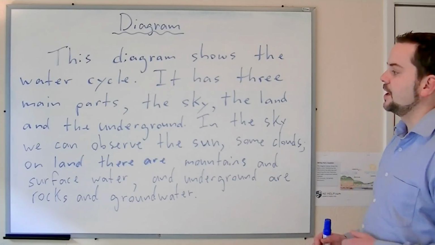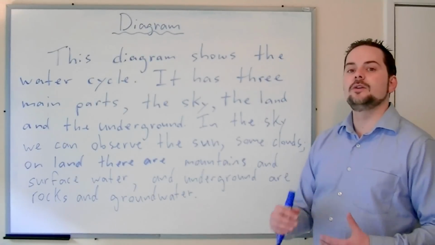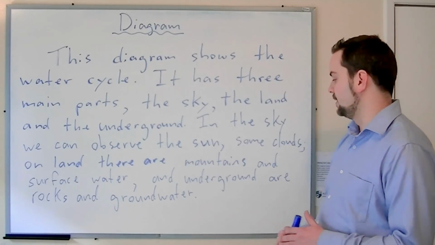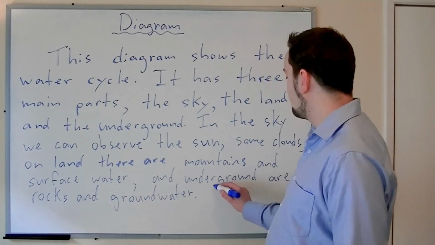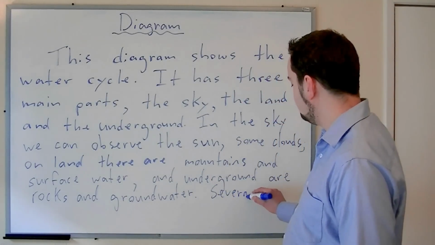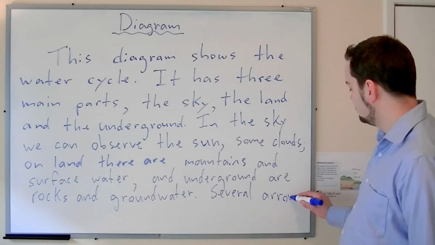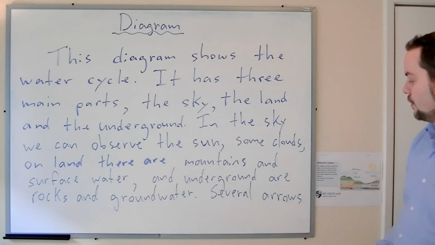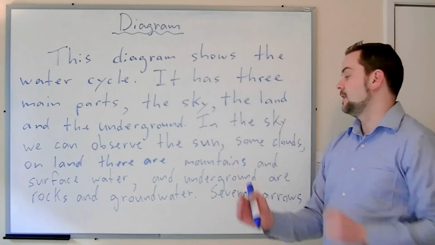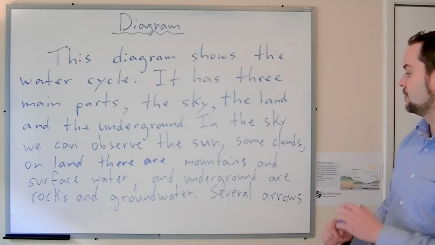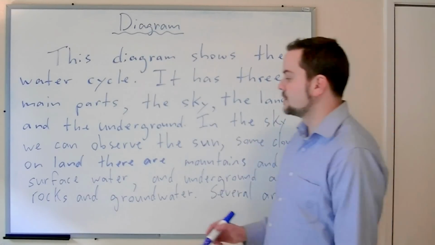Now we can also see some arrows which show the cycle or the direction of water movement. So let's just add that last part. Several arrows. Arrows is a good word to know for describing diagrams. Of course, arrows are the lines with points that show directions.